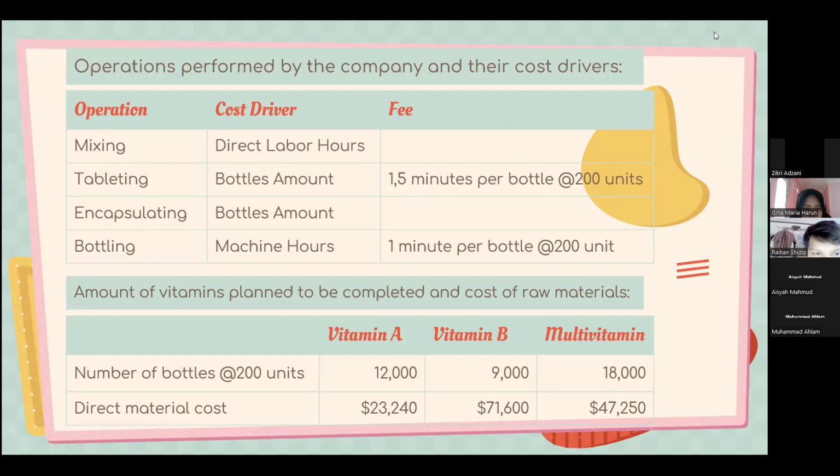And next is the amount of vitamins planned to be completed and the cost of raw materials. For the first one, we have the number of bottles of 200 units for vitamin A, vitamin B, and multivitamin. For vitamin A, we have 12,000, vitamin B 9,000, and multivitamin is 18,000. For direct material cost, vitamin A is $23,140, vitamin B $71,600, and multivitamin $47,250. Next.